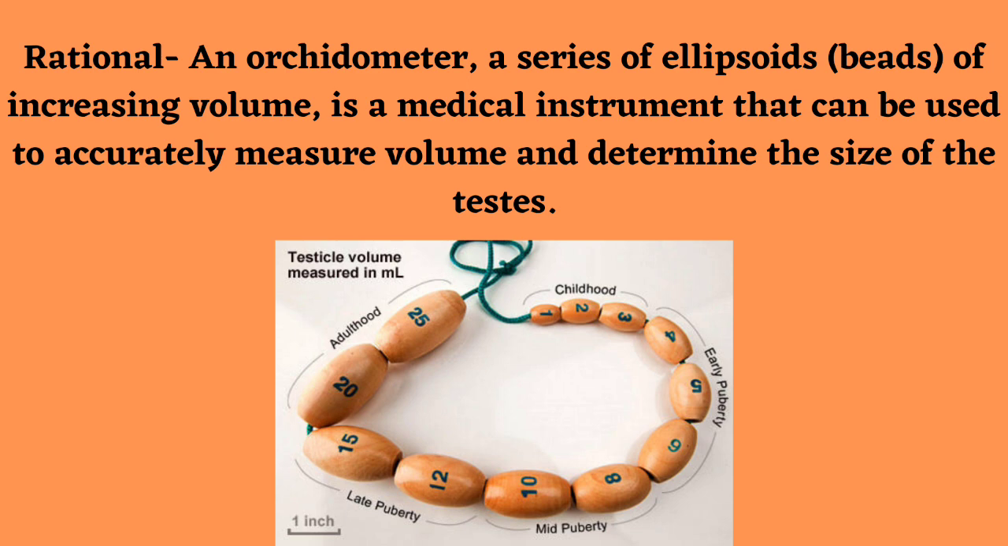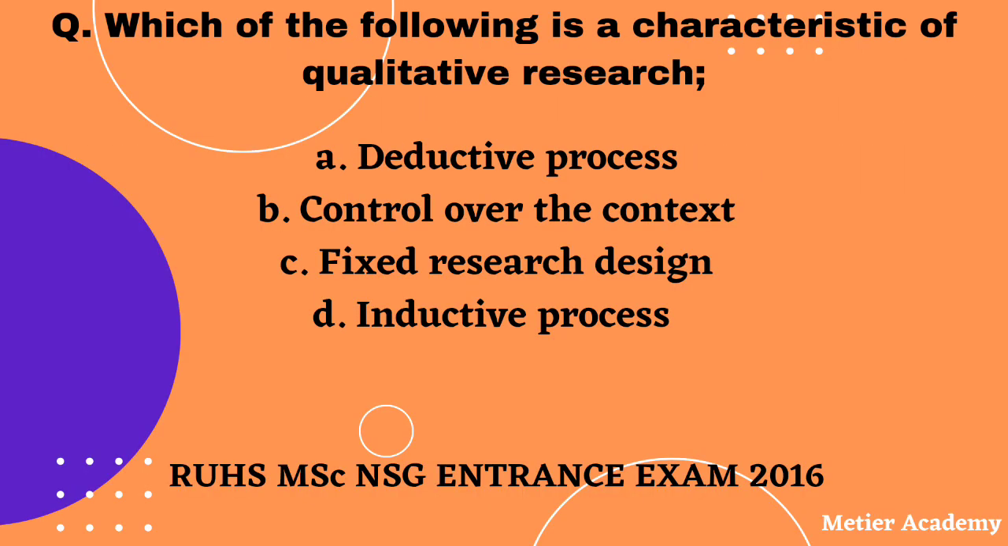The rationale behind this is, an orchidometer is a series of ellipsoids, also called beads, of increasing volume. If you see the image carefully, you can see the size of each bead is increasing one by one. It is a medical instrument that can be used to accurately measure the volume and determine the size of the testes.